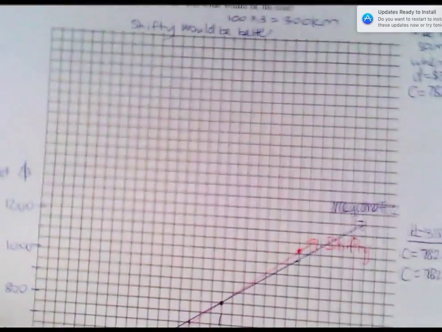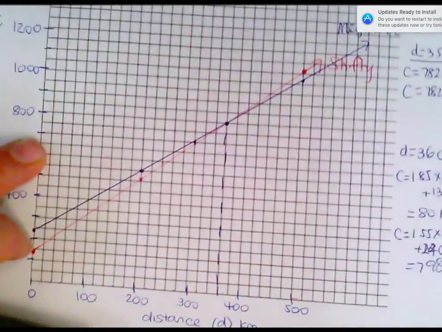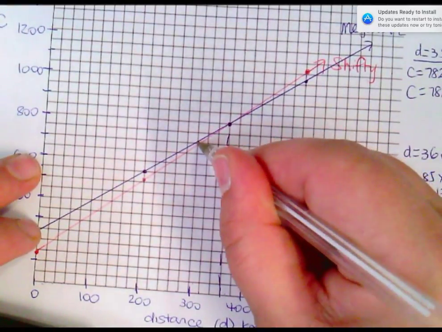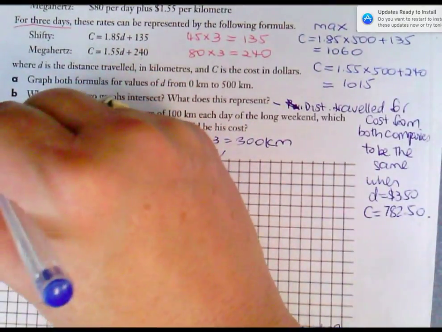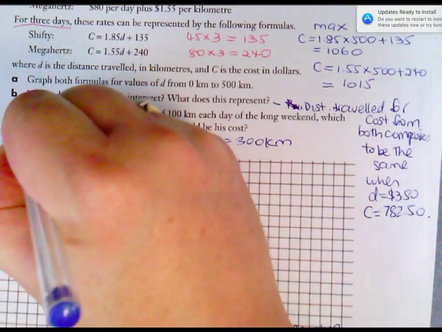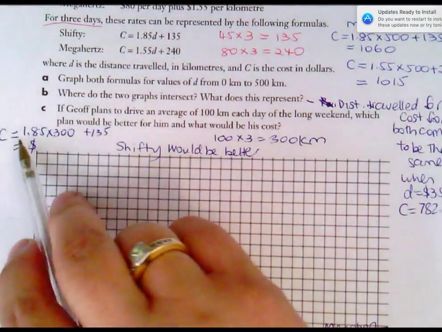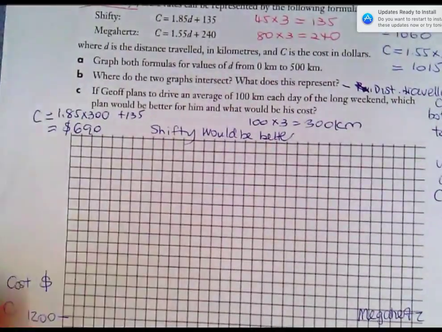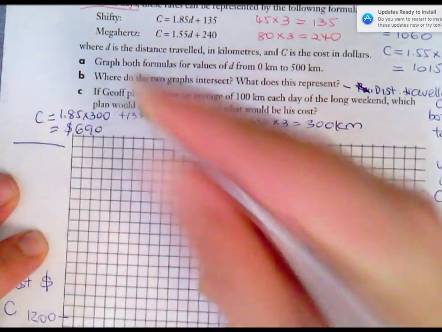And look, you could read it from the graph, but once again, this may not be very accurate. Okay, so if we look at 300 from the graph, I can't quite tell if it's quite 700 or not. It might be a little bit less. So you can use the formula for Shifty and substitute 300. So here, C is 1.85 times 300 plus 135. Calculating that out, I'm actually getting $690. That's for the Shifty cost.